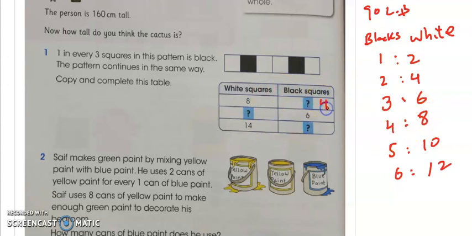So I can write here 4. So for 6 blacks, there will be 12 whites, so I can write here 12. And if we have 14 whites, since whites are double the blacks, it means the blacks will be 7 here.